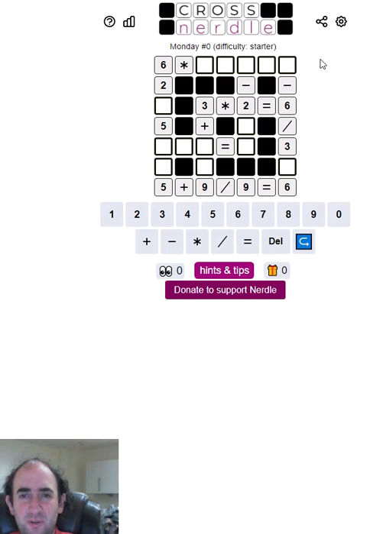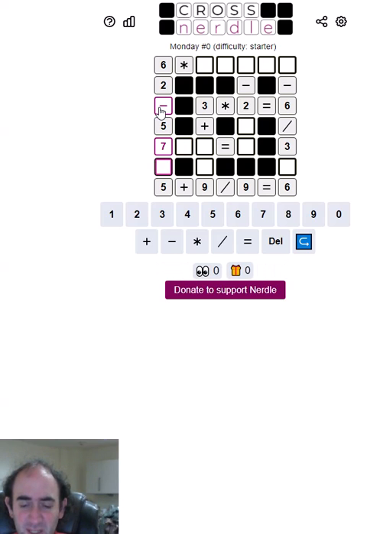That one across the left, 62 something 5. And it has to end with a 5 as well. So I suspect that that is 62 minus 57. I think that's probably unique.